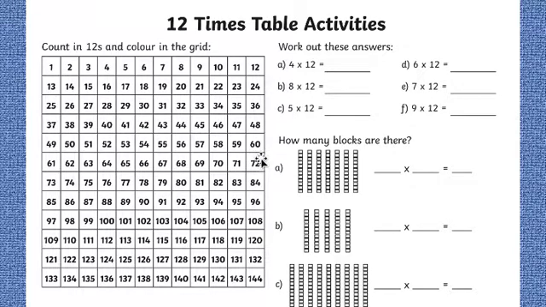5 times 12 is 60, 6 times 12 is 72, and so on, all the way down under the 12.